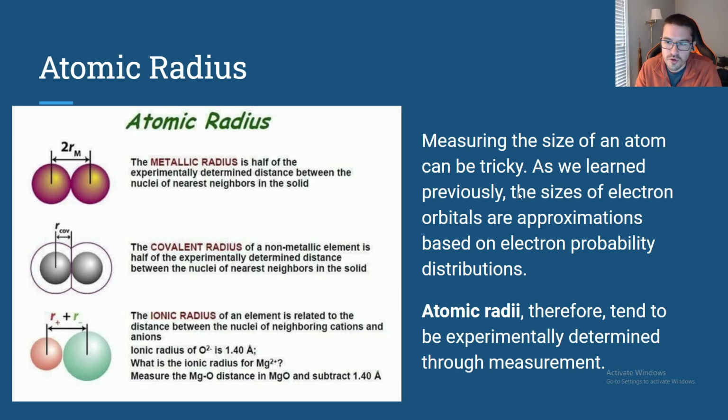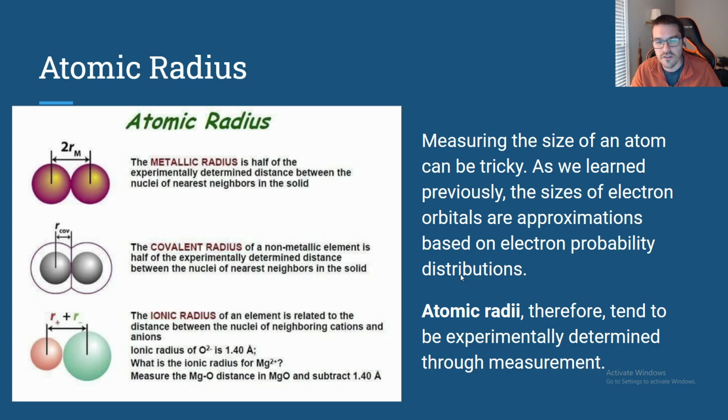As we learned previously, the sizes of electron orbitals would sort of determine the size of an atom. You've got the nucleus in the center, and then the electrons that exist in these orbitals outside of the nucleus. So we're trying to visualize where the boundary of those orbitals is, and that's a really hard thing to do. Those orbitals are just approximations based on the probability distributions that we talked about before, getting back into all the quantum business. So you can't really just look at one atom and say, oh, I know exactly how big you are. It doesn't really work like that.